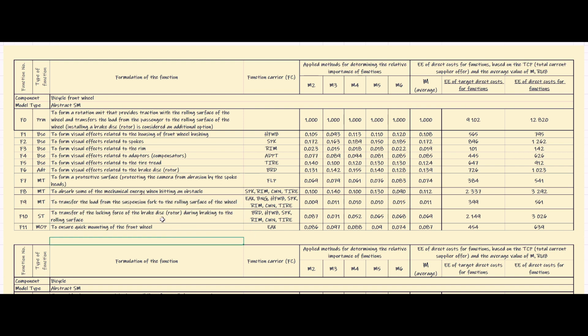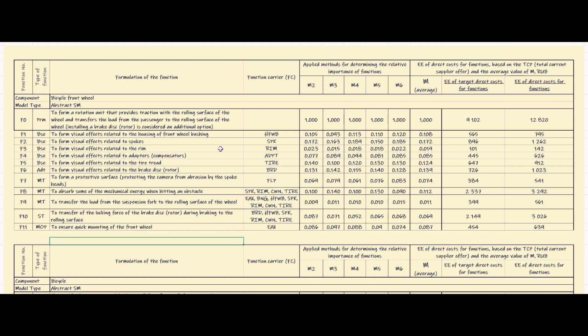If you formed the abstract functional model of the front wheel having a separate technical specification for the front wheel, designed according to GOST 15016, then it would be possible to apply the principles of function formulation similar to those that we use for the object of analysis bicycle. And one function carrier would also correspond to one function.